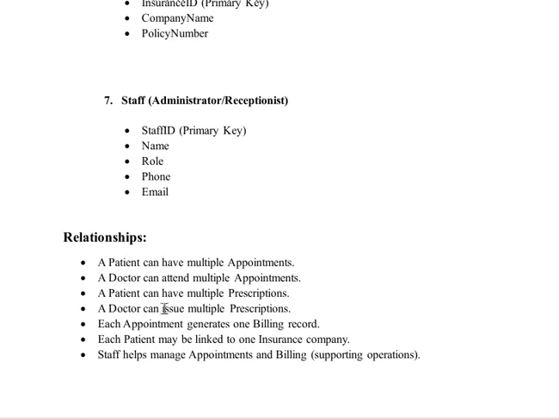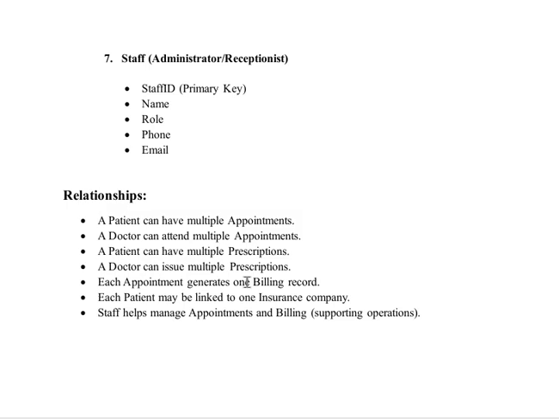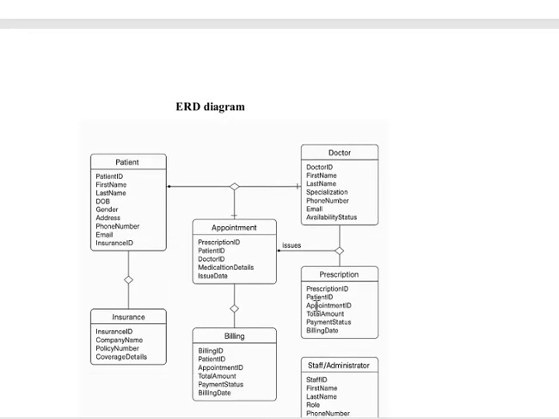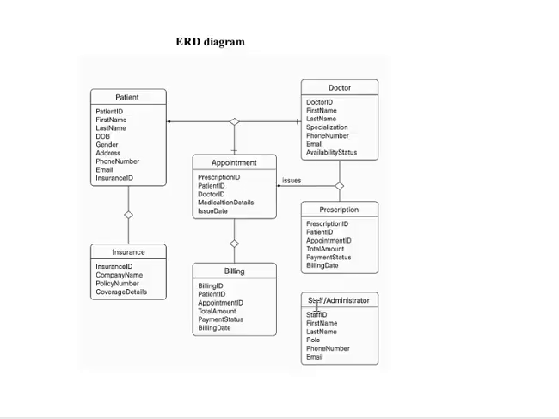From the relationships, a doctor can have multiple appointments and a patient can have multiple appointments. Each appointment generates one billing record. Staff help manage appointments and billing. These are the relationships, and I have included the ERD diagram as well, the entity relationship diagram.